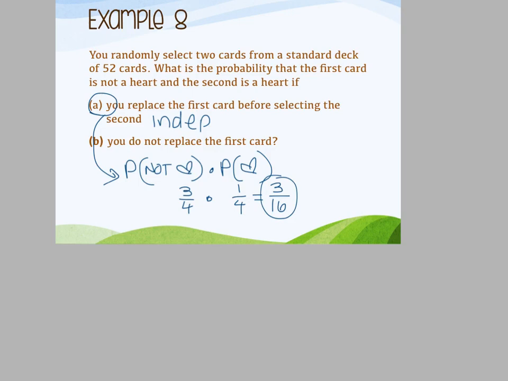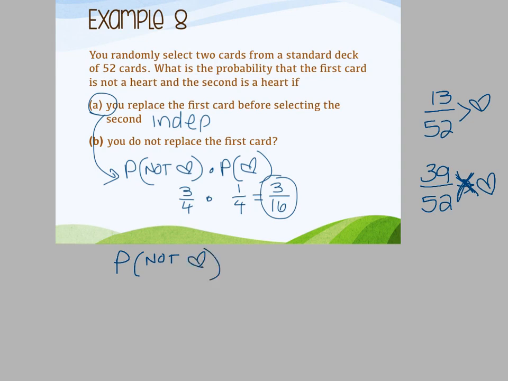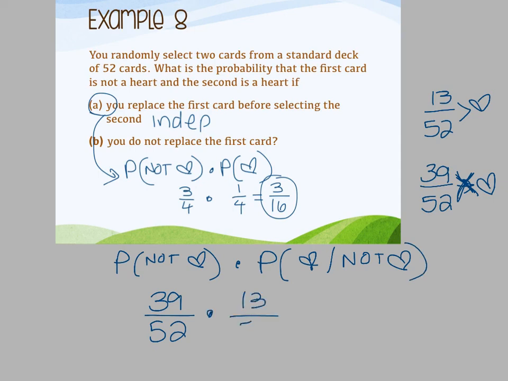B is saying you don't replace the first card. So we said that 13 of the 52 were hearts, right? Which means if I subtract that, 39 of the 52 are not hearts. The probability that it's not a heart is 39 over 52. And then the probability that it is a heart given a non-heart was pulled first. So there's still 13 hearts left because we didn't pull a heart the first time, but there are 51 cards left. Does that make sense? Okay.